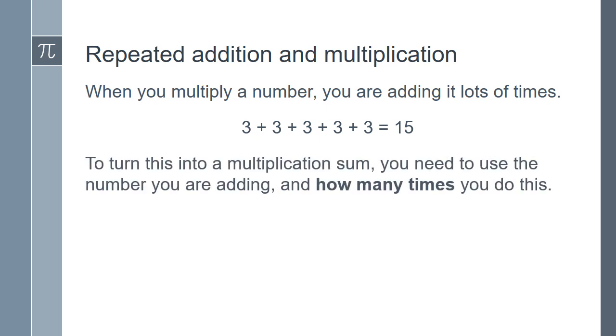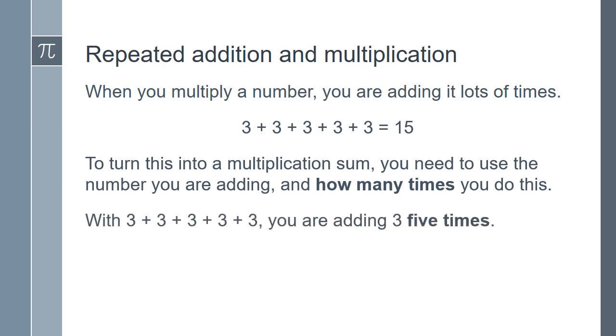To turn this into a multiplication sum, you need to use the number you're adding and how many times you do this. So with 3 add 3 add 3 add 3 add 3, we're adding 3 5 times. So 3 is the number that we're using, we're adding it 5 times. So you can write that as 3 times 5, which equals 15.